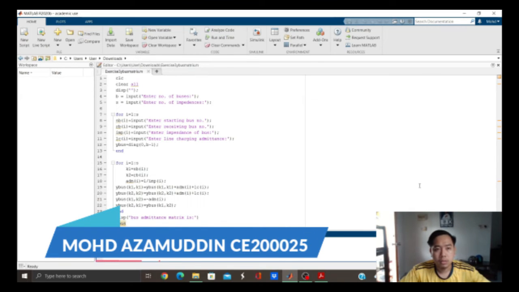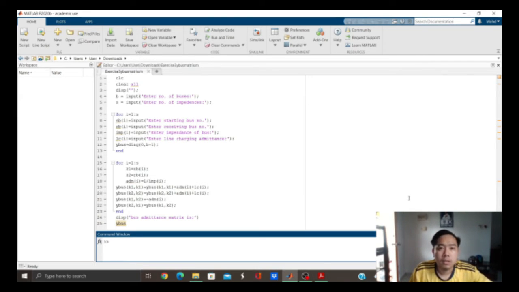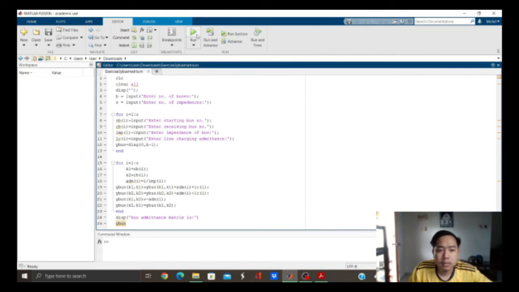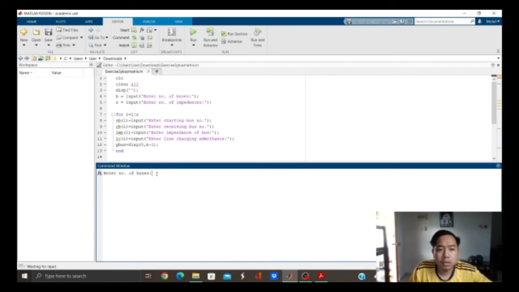I will do the simulation for exercise 3, the Y bus matrix. From the lab sheet, we put the coding into MATLAB and run it, and the command window will ask us the number of buses. So we put three buses, enter, and the impedance. First, we enter the starting bus number, bus 1, and the receiving bus number 2.